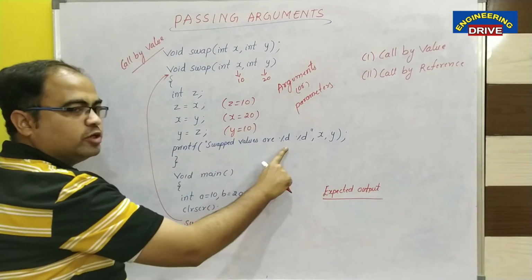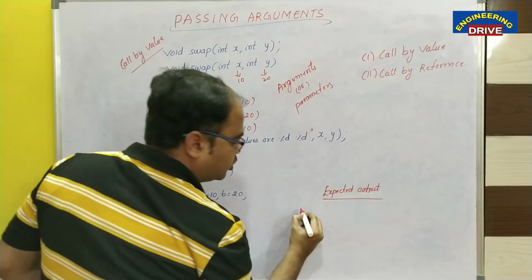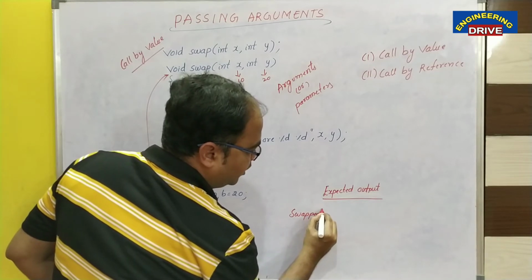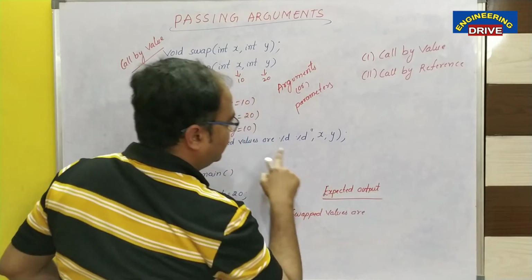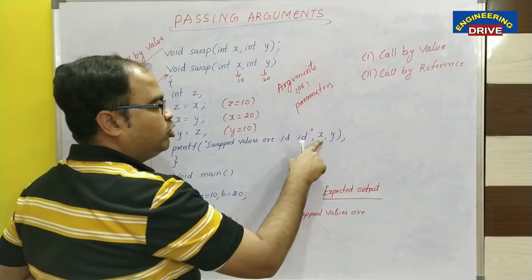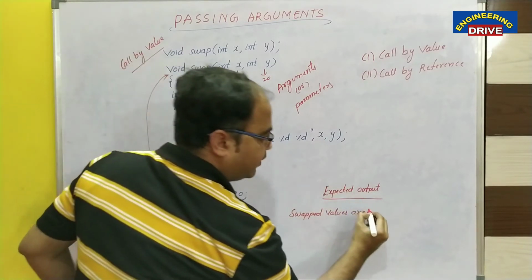Now that output I want to display on the monitor. So expected output, swapped values are, so I will get output here. Swapped values are %d space %d. In the first %d, the value of x will be displayed. What is the updated value of x? We got 20.